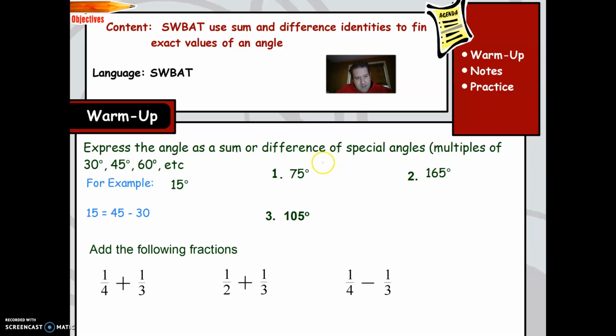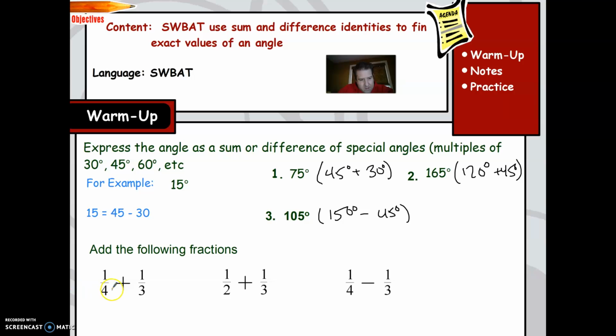So how do I get 75 degrees? 75 degrees will be the same thing as 45 degrees plus 30 degrees. And then 165 would be the same thing as 120 degrees, which is the same as a 60-degree reference angle, if you remember. So 120 degrees plus 45 degrees. Then 105 degrees, over here. How am I going to get that? One way of doing this would be a 150-degree angle, which has a 30-degree reference angle, and then you could subtract 45 degrees from it. So that's my way of doing that.